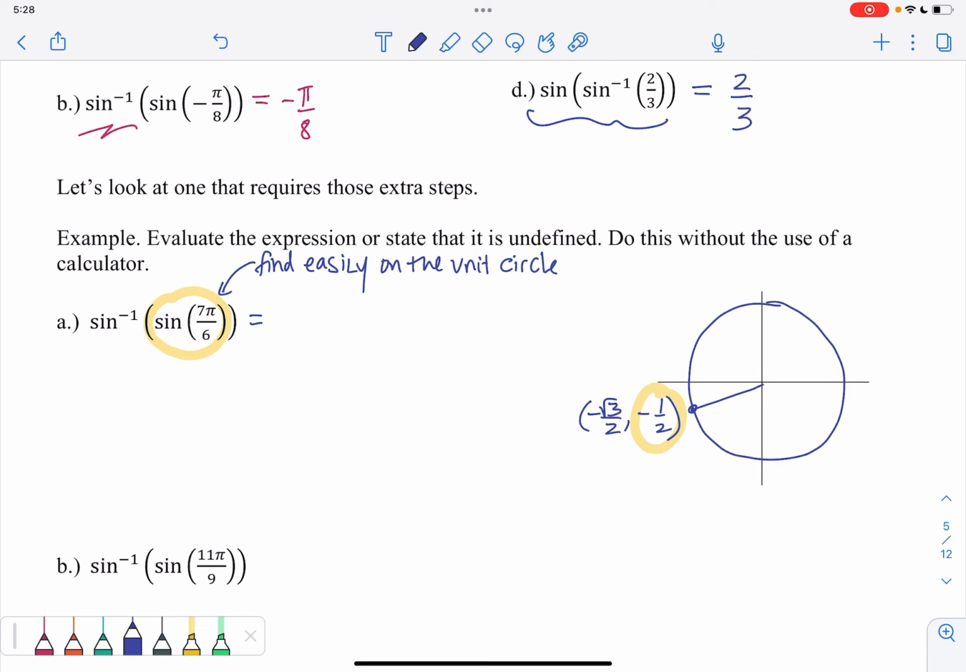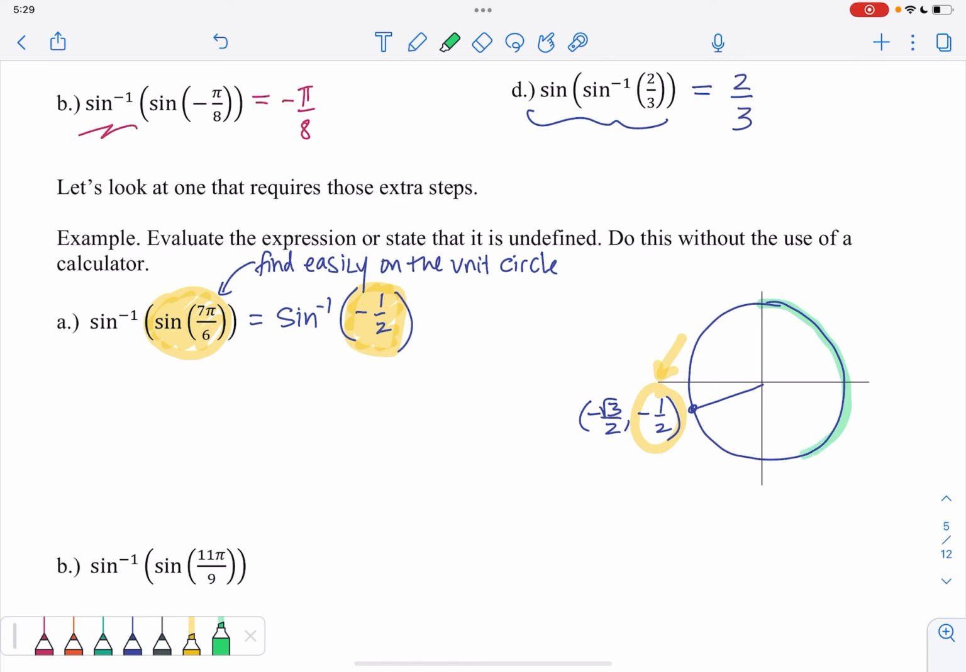So what I can do is just say that this entire starting expression is equal to sine inverse of, and instead of sine of 7 pi over 6, I know that its value is -1/2. So I'm going to replace that whole thing with -1/2. All I've done so far is say sine of 7 pi over 6 is equal to -1/2 as I found on the unit circle. And so I'm replacing sine of 7 pi over 6 with the value -1/2. And so now I do the second part of the problem, which is, what is sine inverse of -1/2? Well, remember what that is asking me. That is asking me for the angle in between -pi/2 and pi/2, where the sine value is equal to -1/2.